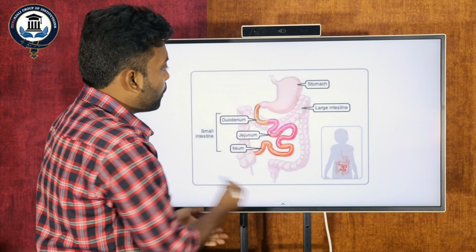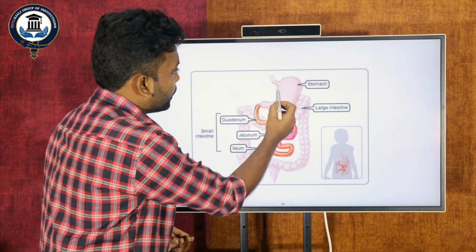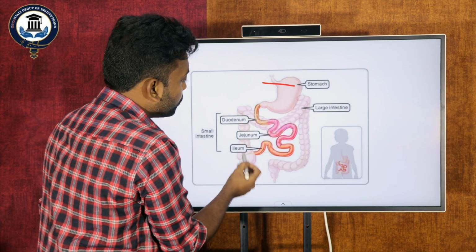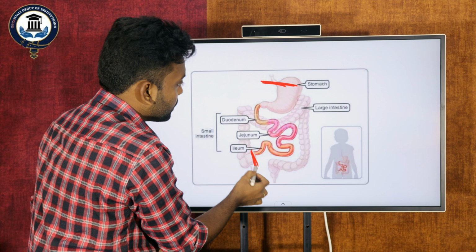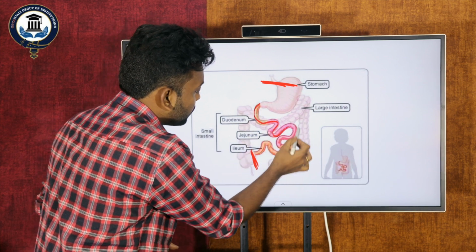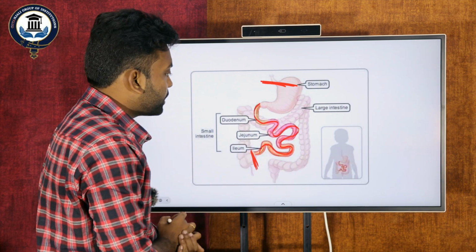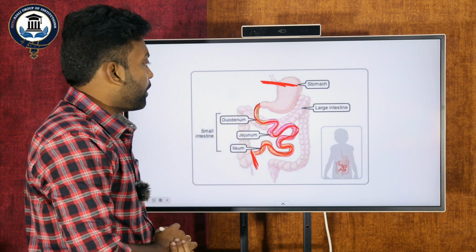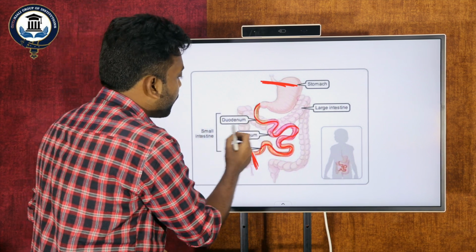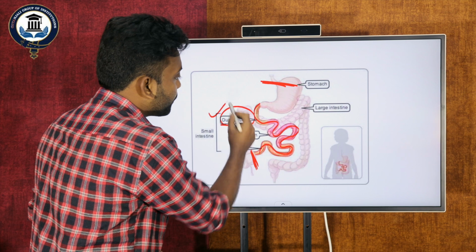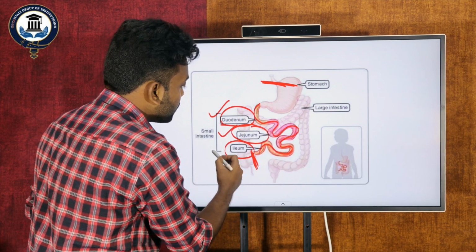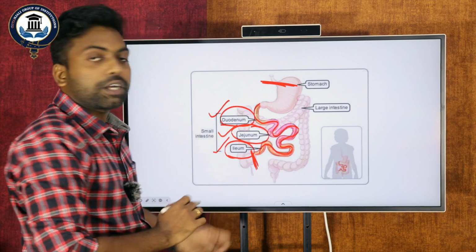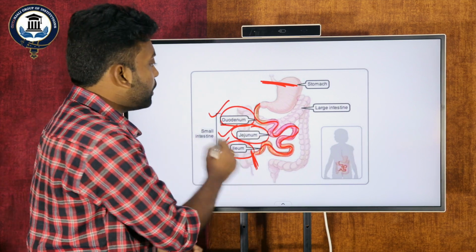You can observe here, as I said, it is the connection from the stomach to the large intestine. This part is the stomach and this is the large intestine. Whatever is in between is called the small intestine. And what are the parts of the small intestine? The first part is called the duodenum. The second part is called the jejunum. The third part is called the ileum. So these are the three parts present in the small intestine.